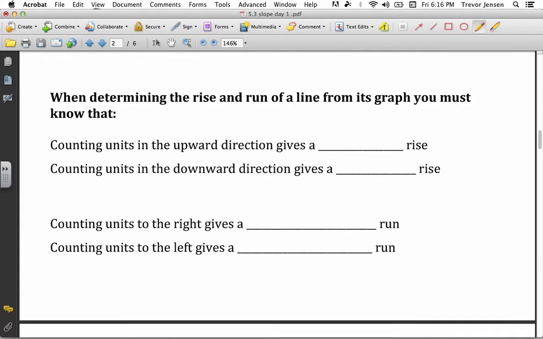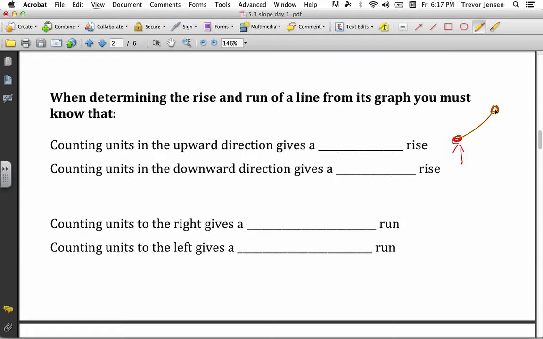Okay? So when determining the rise and run of a line, if I give you the graph of a line and I want you to determine the slope, you're going to need to find the rise and the run. You must know that. Okay, so when you're finding the rise or the run, a line is a segment that connects 2 points. So if this is my line segment, it connects these 2 points. I must figure out my rise by starting at one of the points. You can start at either point, it doesn't matter, you'll end up with the same answer in the end.